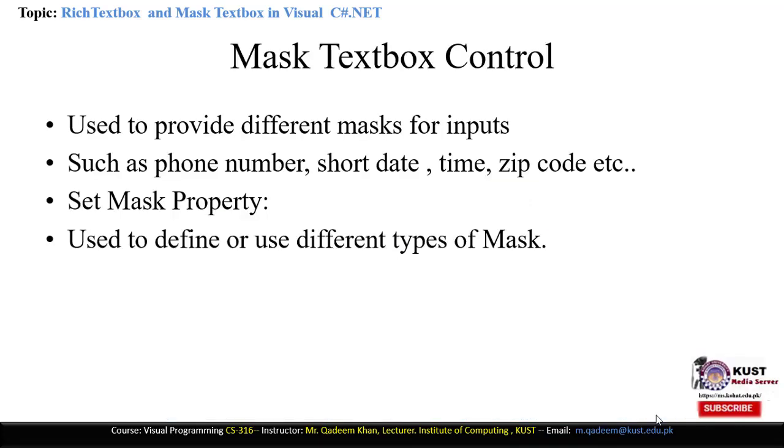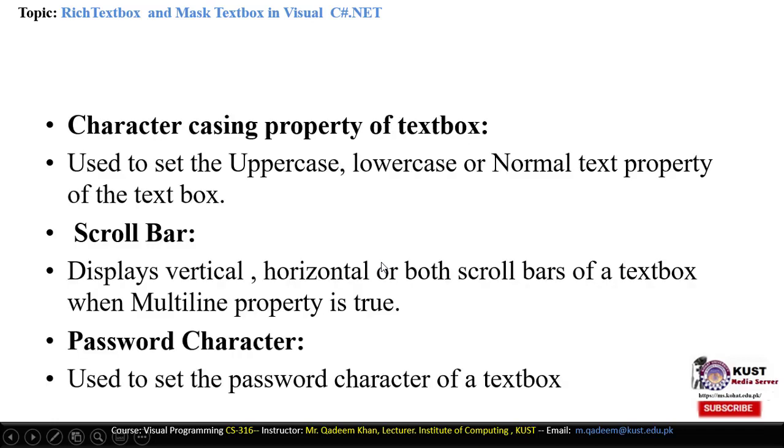The next important control is called the MaskedTextBox control. The MaskedTextBox control, as its name indicates, provides data in different formats, and it is used to provide different masks for inputs, such as phone numbers, short date, time, zip code, etc. So you need to set the Mask property of the MaskedTextBox control, and there you will define the different masks. Now there is also the CharacterCasing property of the textbox control.